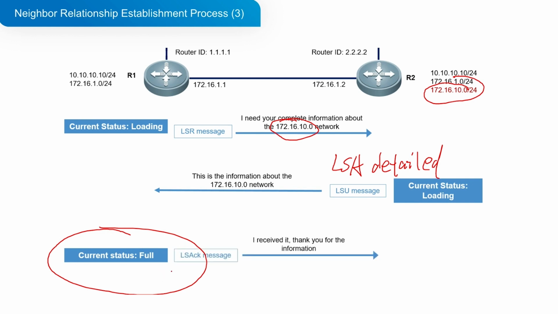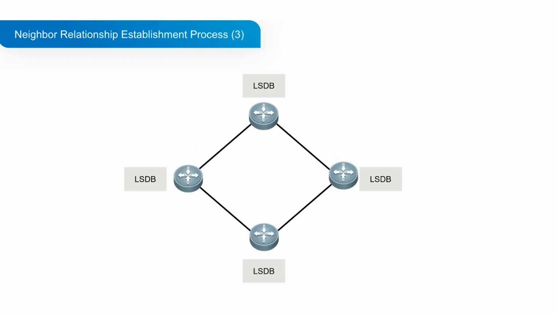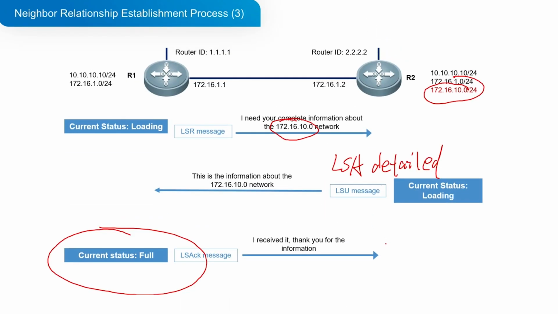After this, R1 will reply with the LSACK. We know the LSACK is used to reply to the LSU message. The LSACK message means: I received it, thank you for the information. And R2 will receive this packet, and then we have finished all the packet exchange.